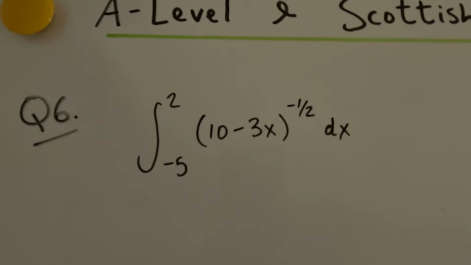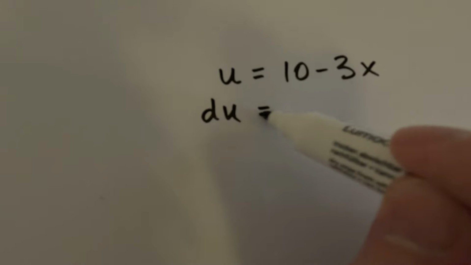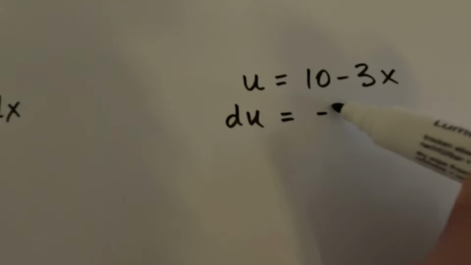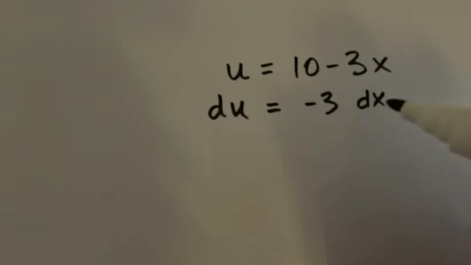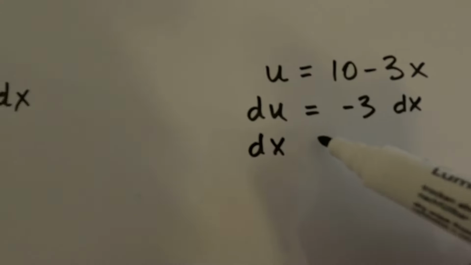So I'm going to change a variable, let u equal 10 minus 3x. So that means du is equal to minus 3 dx. And then that means dx is equal to minus 1/3 du.